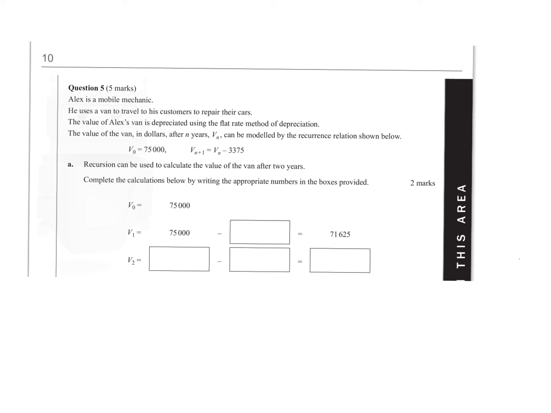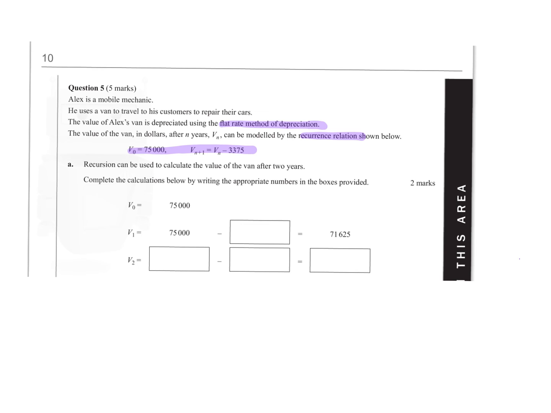Okay, Alex is a mobile mechanic. He uses a van to travel to his customer to repair their cars. The value of Alex's van depreciated using a flat rate method. So they've told you flat rate. And the value of the van in dollars after n years can be modelled by the recurrence relation, and there they've showed us. And okay, recursion can be used to calculate the value of the van after 2 years. Complete the calculations below by writing in the appropriate numbers. So this is pretty easy.